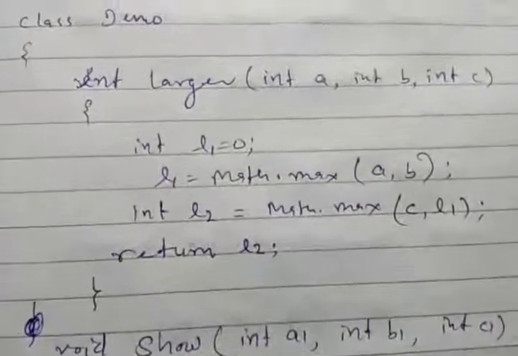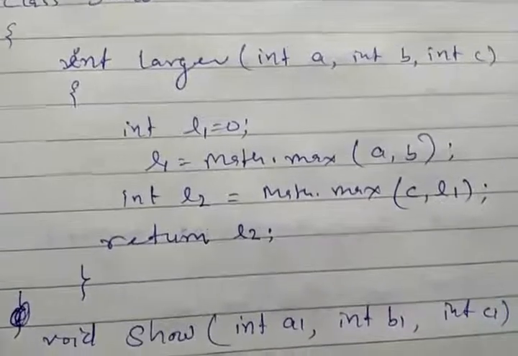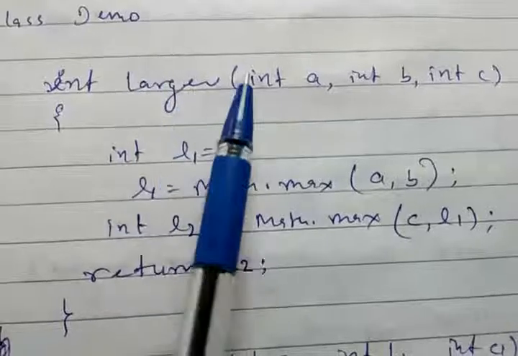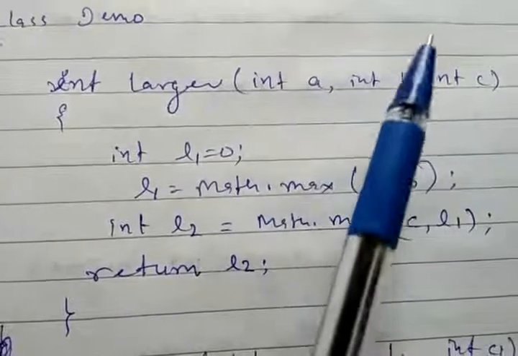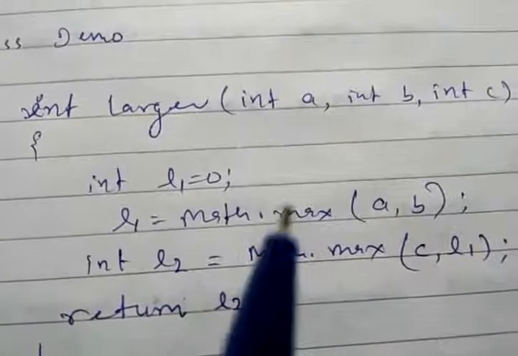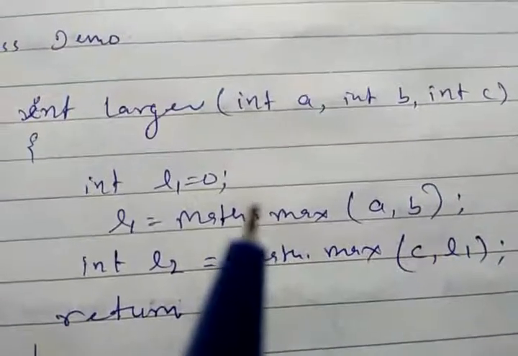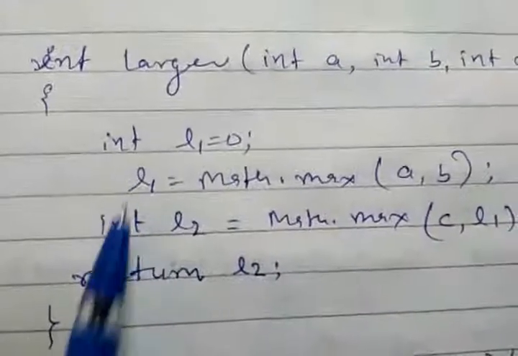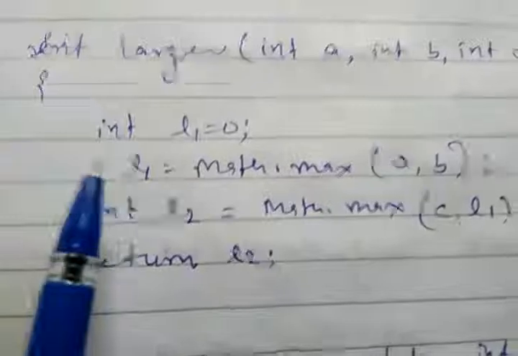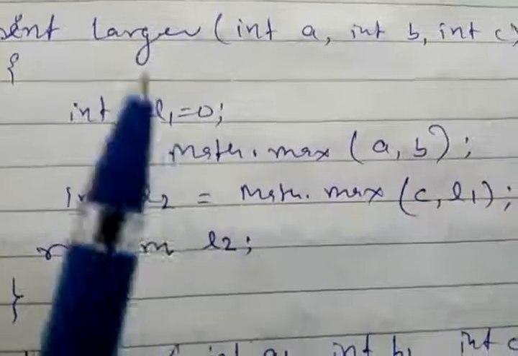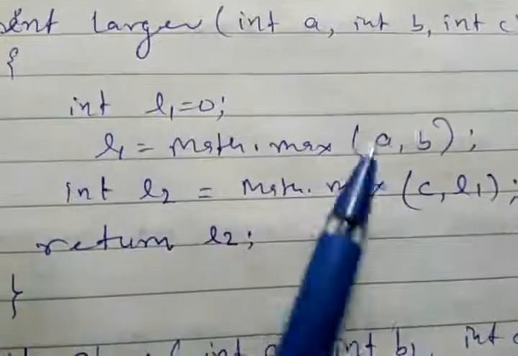And in question number 9 we have to find out the greater number between 3, and the function given in the question is integer larger, integer a comma integer b comma integer c, and in this we have to find out the greater number and return it. So we are taking two variables here, because the max function will find out the greater number between only two. So in L1 the greater number between A and B will be stored.